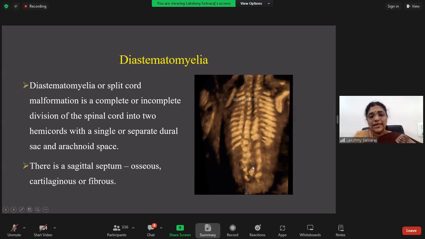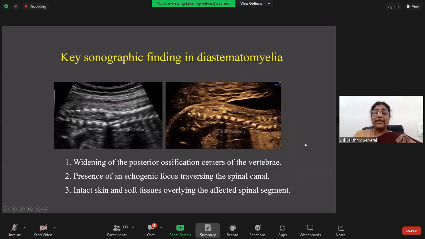There is always a sagittal septum. It may be osseous, cartilaginous, or fibrous. If it is osseous, then we can identify it by ultrasound. So look at this. This is the bony spur, and you see the divergence of the pedicles of the fetal spine. Now, the key sonographic finding in diastematomyelia is the coronal section.